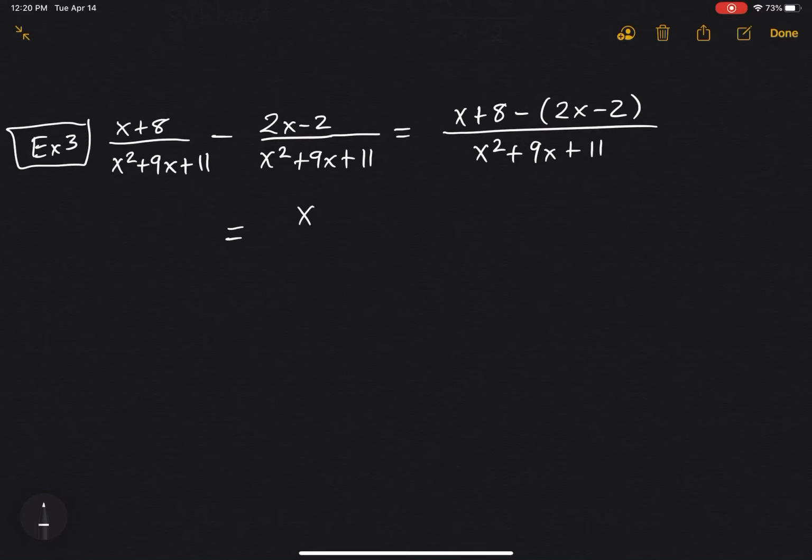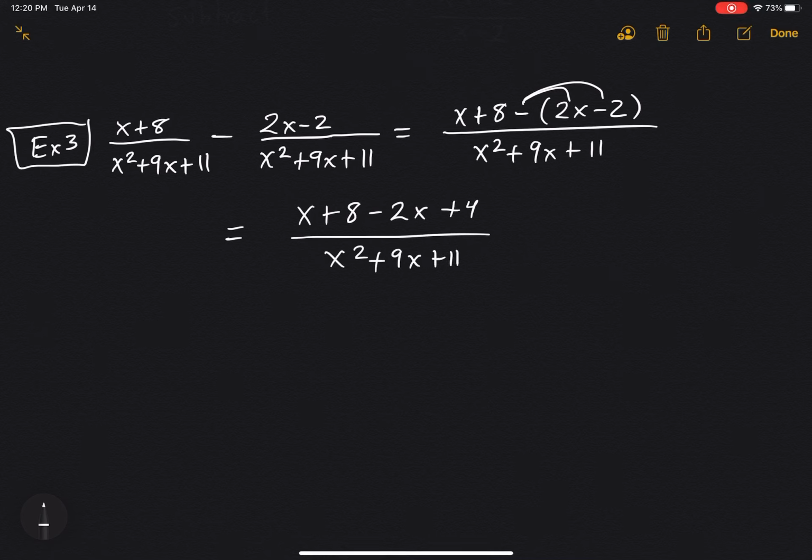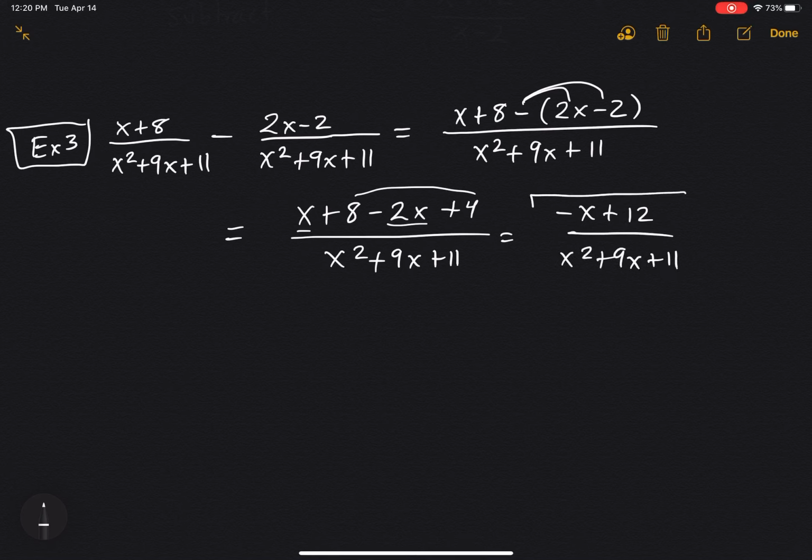And now we're going to get an x plus 8 minus 2x plus 4 over x squared plus 9x plus 11. And you're going to end up with negative x plus 12, because x and negative 2x makes negative x. 8 and 4 makes 12 over x squared plus 9x plus 11. And that would be the simplified answer due to that we can't simplify either the numerator or the denominator.